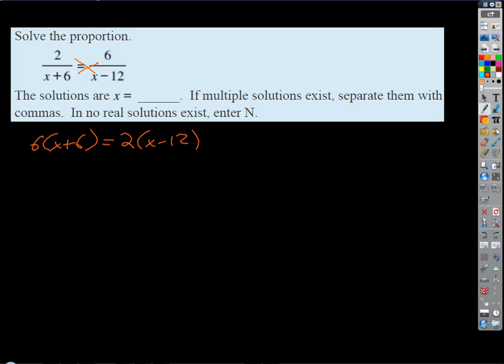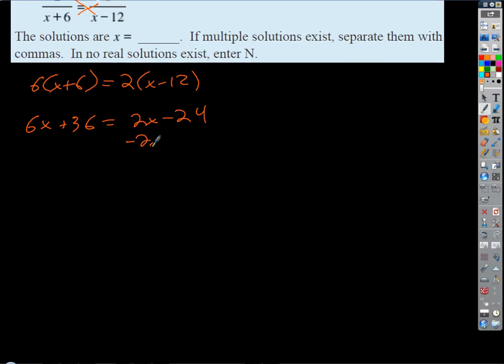I could just distribute the 6. Brandon, what do I get when I distribute 6? 6x plus 36, good. Equals, what about this side? 2x minus 24. Good, so then I'm just going to push the x's which way? To the left. Okay, so I'll subtract 2x so I get the x's off the right. Which way do I want to push the numbers then? The other way, right, so we'll subtract 36. And what do I get if I do that? You get 4x.